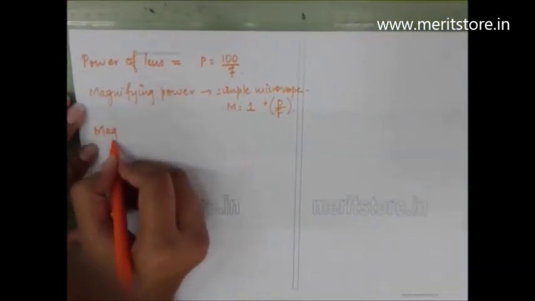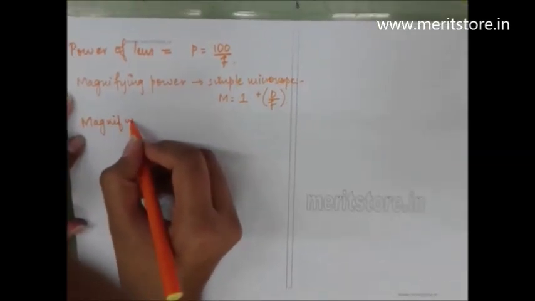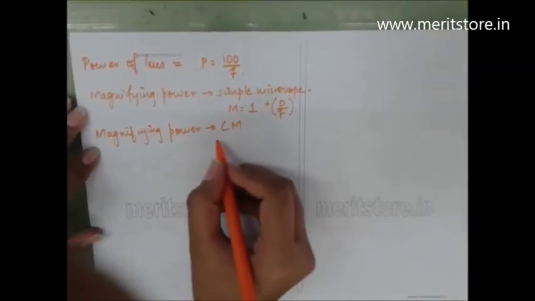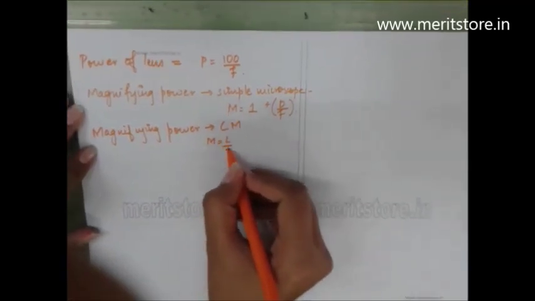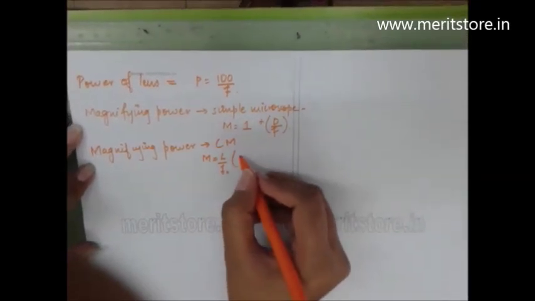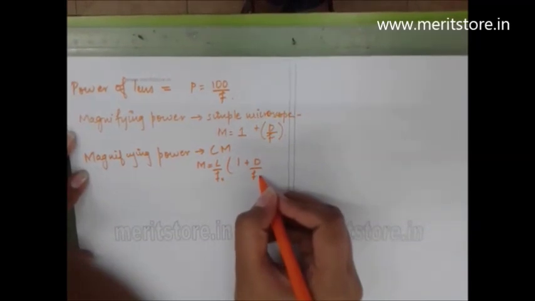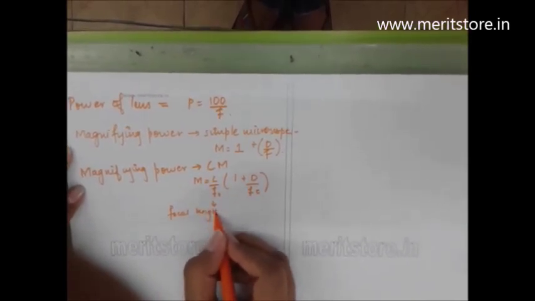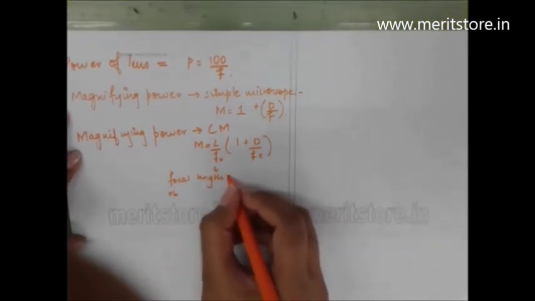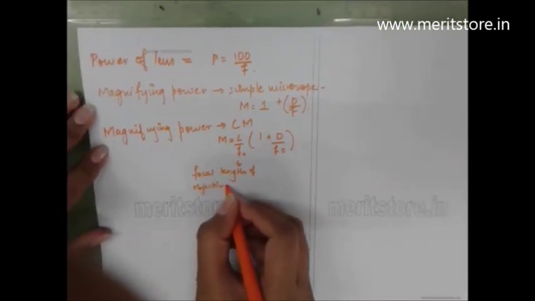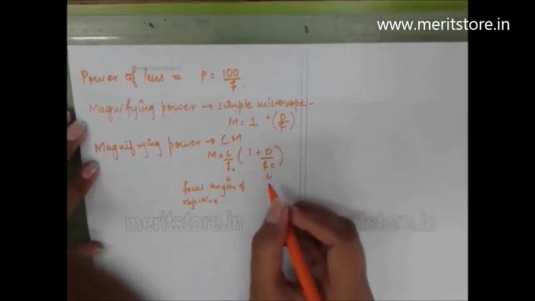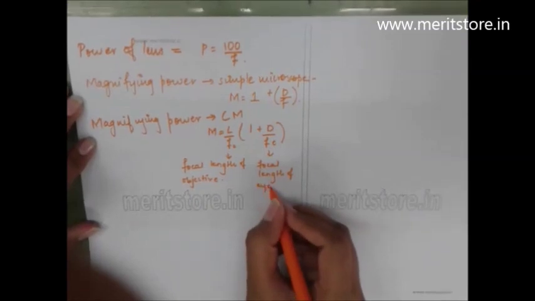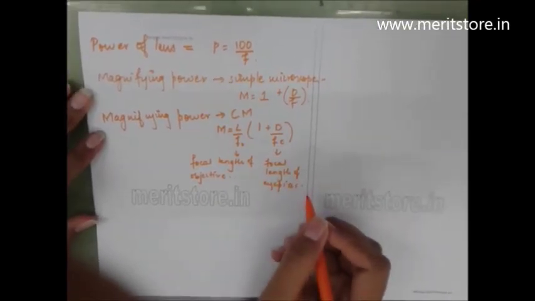The magnifying power of compound microscope is given as m is equal to L divided by f0 multiplied by (1 plus d upon fe), where f0 is focal length of objective and fe is the focal length of eyepiece. L is the length of the microscopic tube.